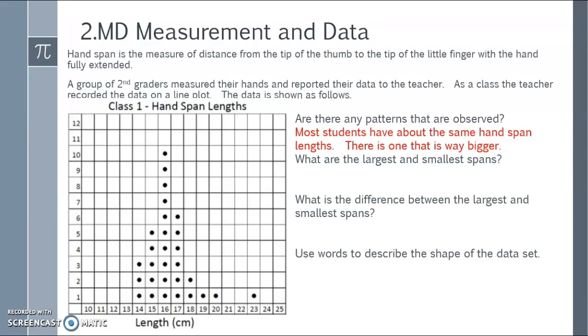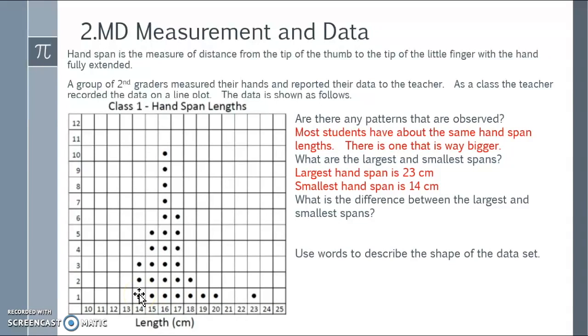Most students have about the same hand span. There is one that is way bigger over on the far right hand side here. I wonder why that might be. And notice that most students have the hand span length of 16 centimeters because it is the tallest. What are the largest and smallest spans? It looks like the largest span, being the most centimeters, is 23. And the smallest hand span over here on the left is 14 centimeters. There were 3 students that had the smallest hand span.